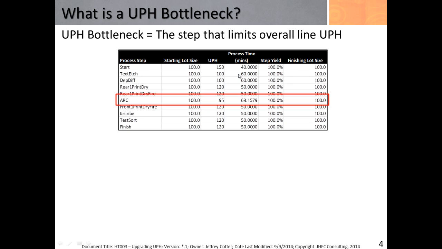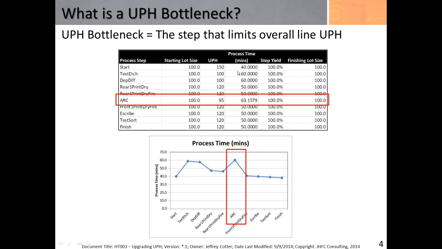So if we make a plot of each step and show the process time, we can see that the UPH bottleneck here is the anti reflection coating step at 63 minutes. This is the step that will limit the overall productivity of your line.